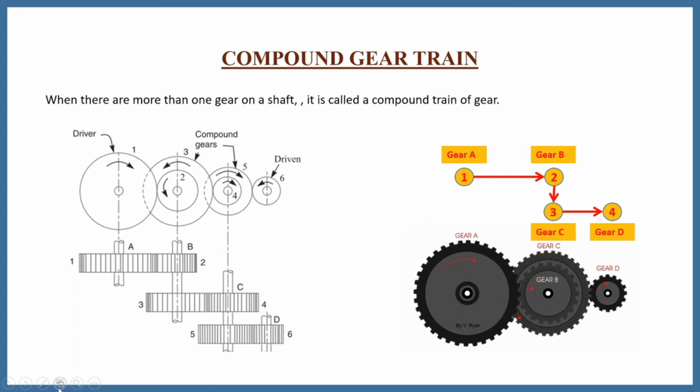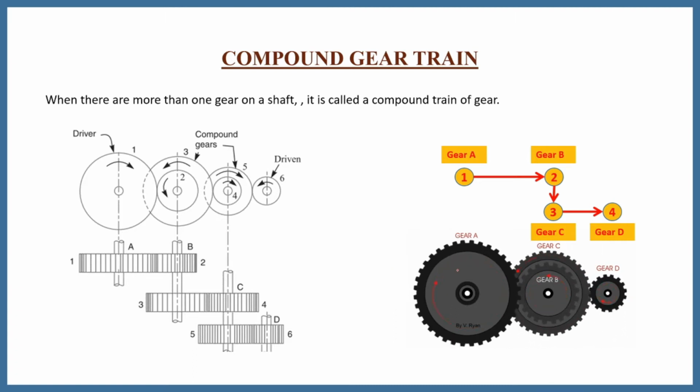Now in this case, if we concentrate over here, gear 1 is mounted on shaft A. Again gear 2 and 3, these are the 2 gears which are mounted on one shaft, which is shaft B. Again gear 4 and 5 are mounted on shaft C. Both gears are mounted on shaft C, and gear 6 is mounted on shaft D. In this case, gears 2 and 3 and 4 and 5 on shafts B and C are called the compound gears.